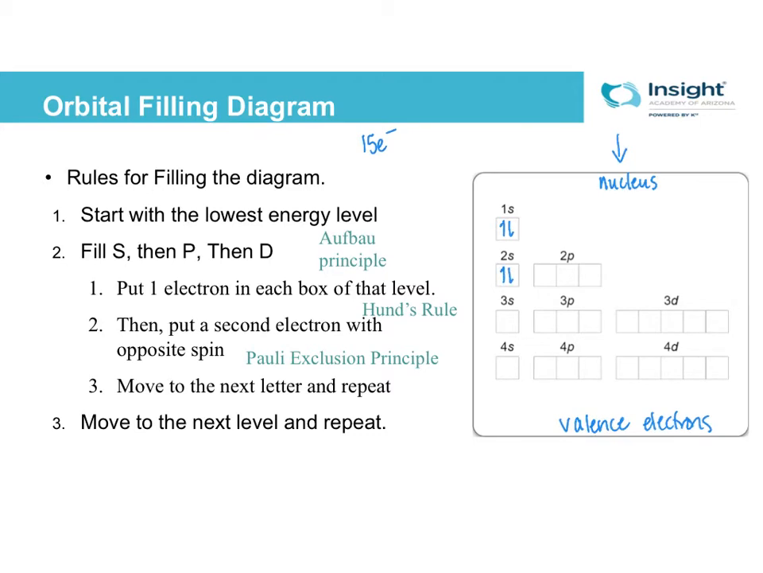Then this is where the rules get a little particular. When you're dealing with more than just an s orbital, you're going to fill your s's first. You can only put 2 electrons in each of these boxes. So the s's are easy, you just put the 2 in. But when you get to something that has more than 2, what you do is first put 1 electron in each.